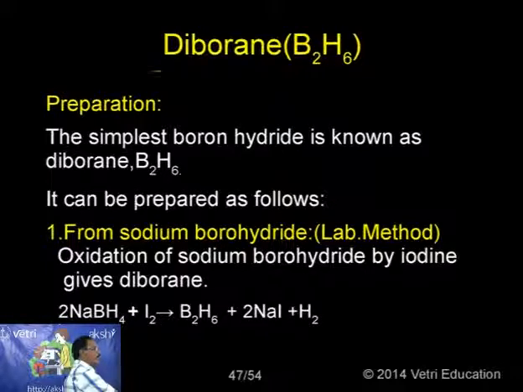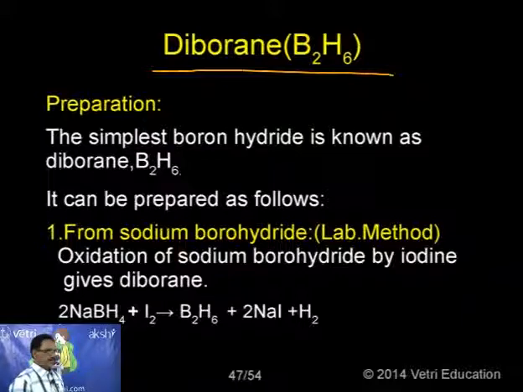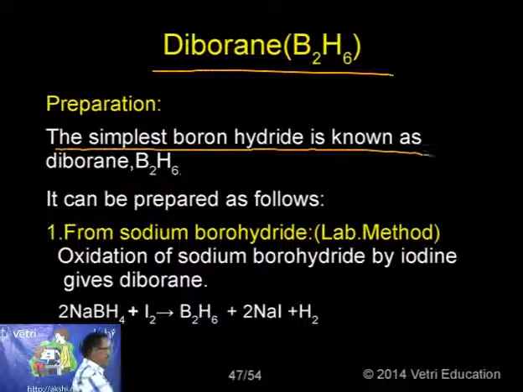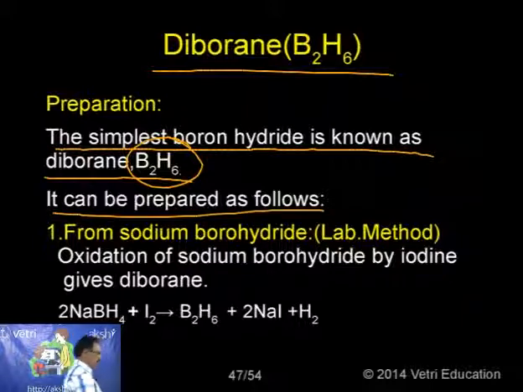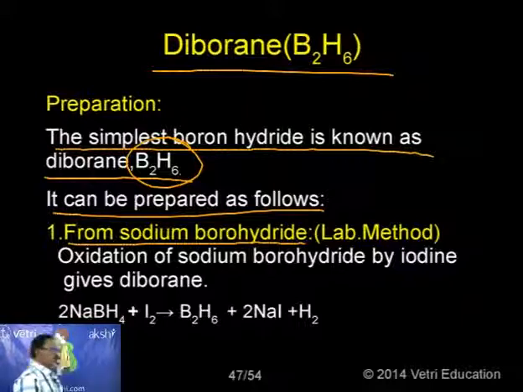That is diborane, another important compound of boron. How to prepare diborane? The simplest boron hydride is known as diborane. B2H6 is called diborane. That is the formula. In the laboratory, it can be prepared from sodium borohydride, very easily.